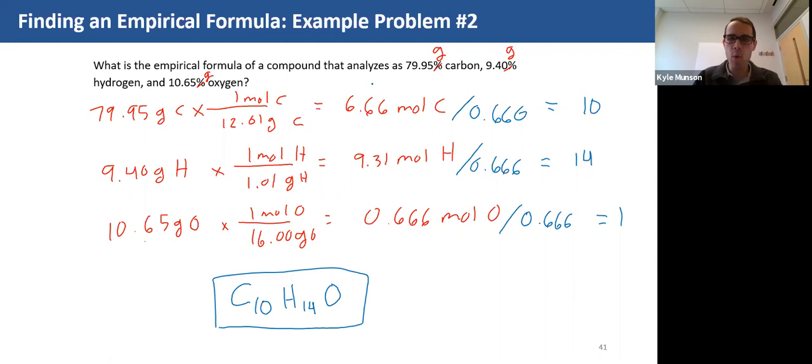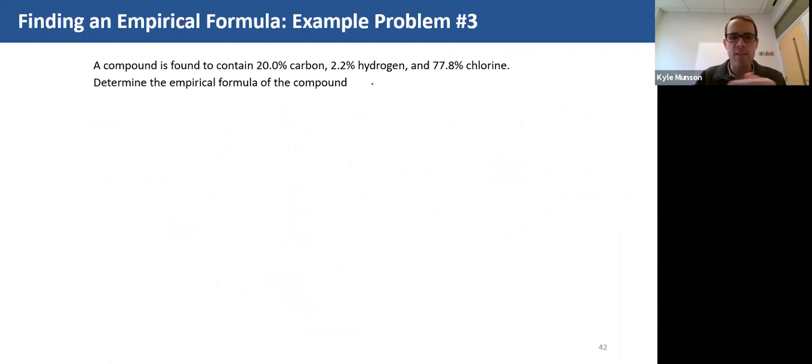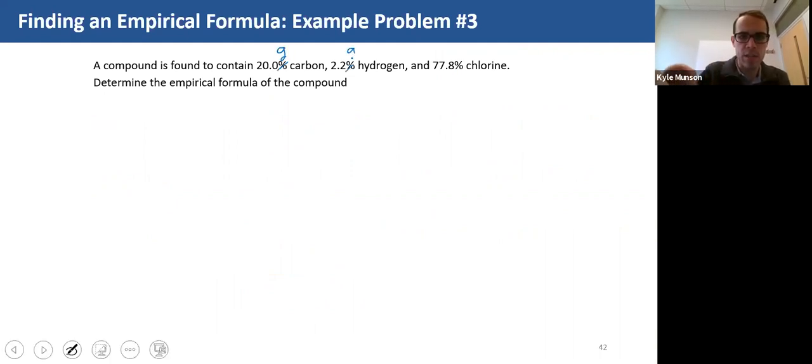All right, so now one more problem where we're going to see something a little bit different again, so you could probably pretty much have an idea of how you would do all of these problems. Here we go. A compound is found to contain 20% of carbon, 2.2% of hydrogen, and 77.8% of chlorine. Determine the empirical formula of the compound. So again, just assume that all of this is grams, the percentages here, it's by mass, okay? And why don't you do the problem again on your own? Okay, so assuming you paused the video and did that problem, I'm just going to move right along.